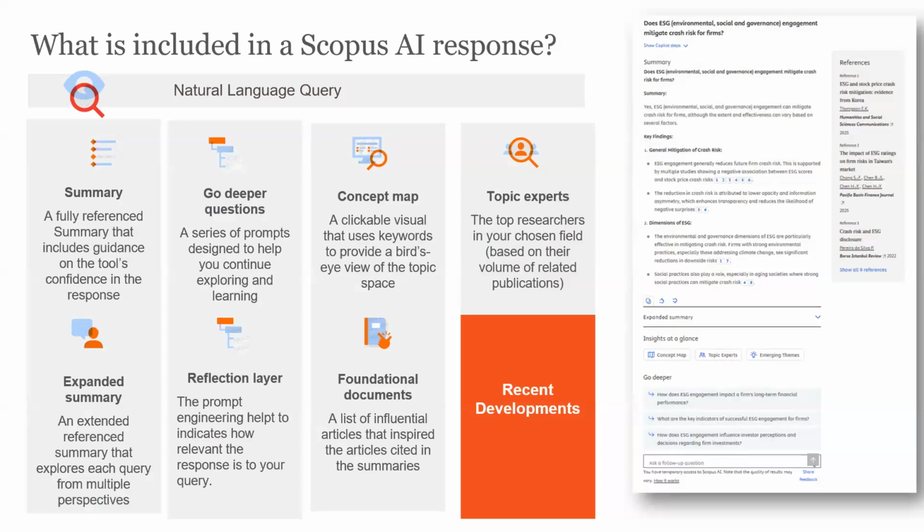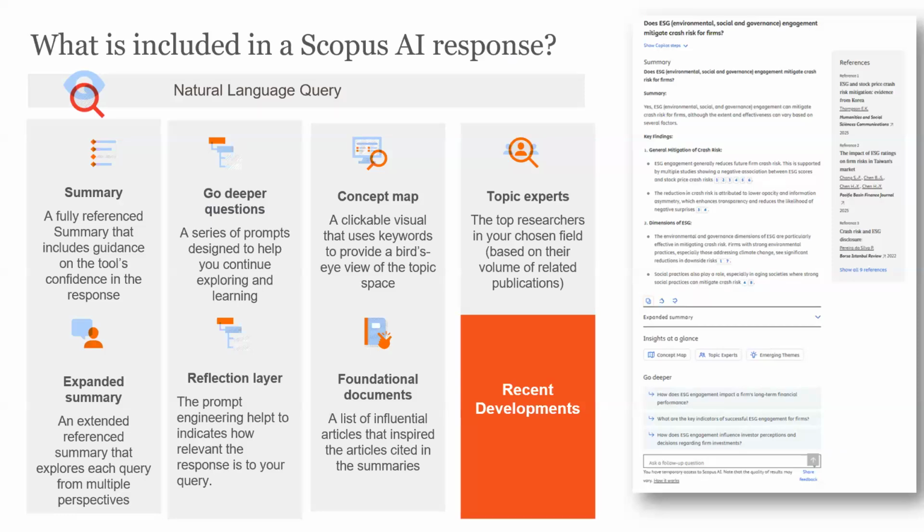So at a glance, what are the main elements of Scopus AI? Starting with a general natural language query, such as: does environmental, social, ESG engagement mitigate crash risk for firms? That would be a general query, for example. So what would the AI response be to that?